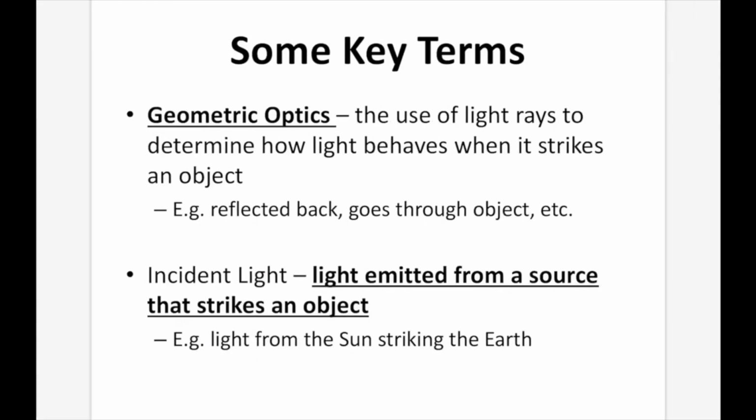Some key terms. Geometric optics is the use of light rays to determine how light behaves when it strikes an object. For example, is it reflected back? Does it go through the object, etc. An incident light ray is a light emitted from a source that strikes an object. For example, light from the sun striking the earth.